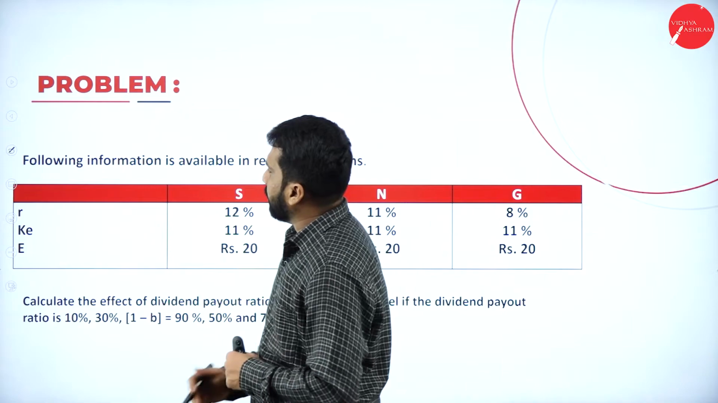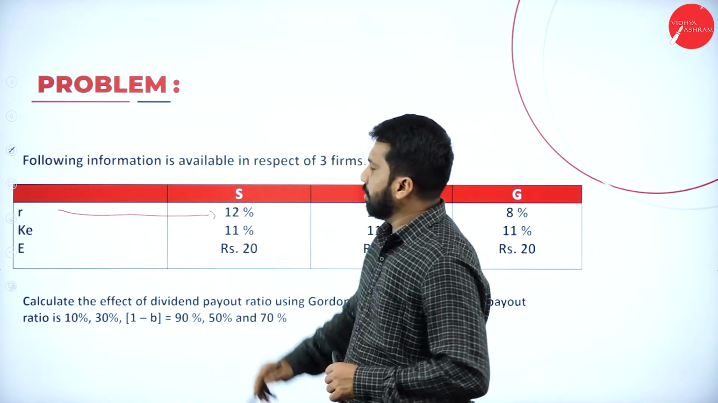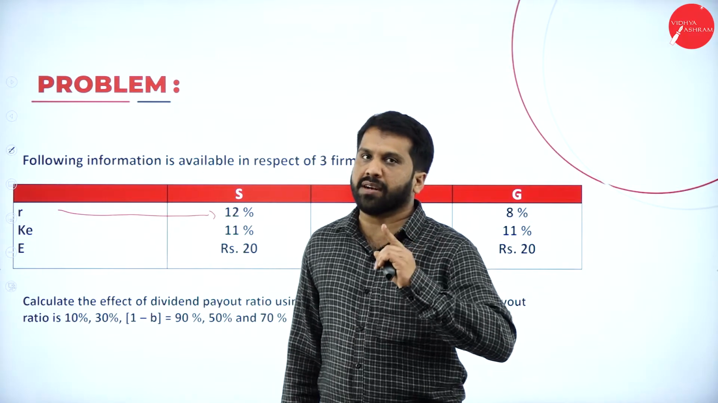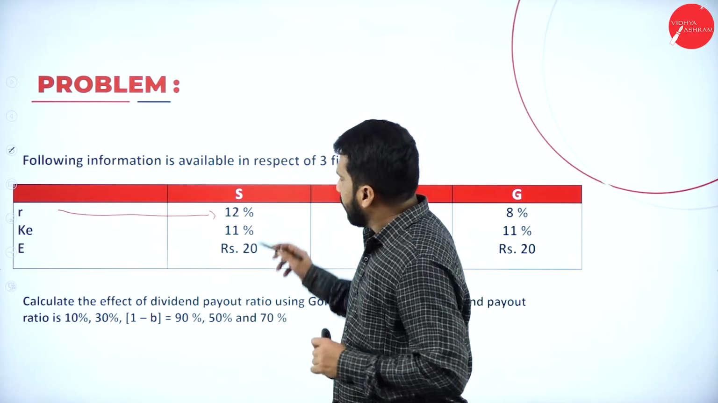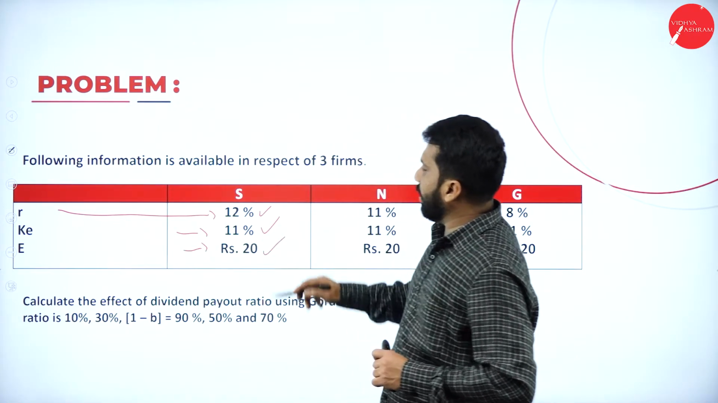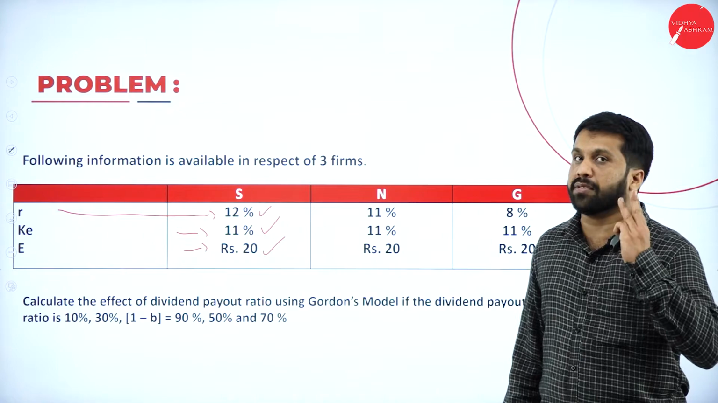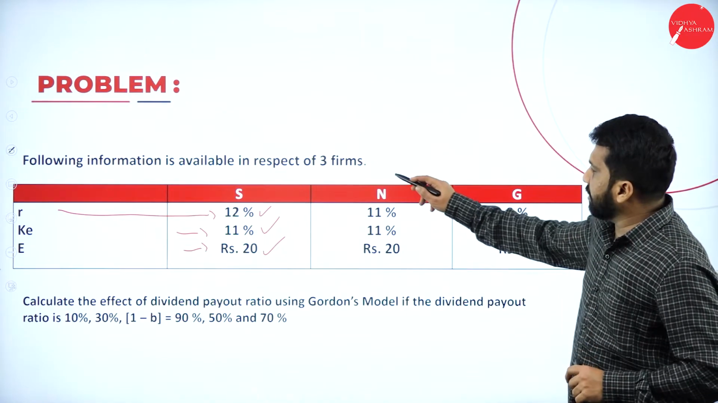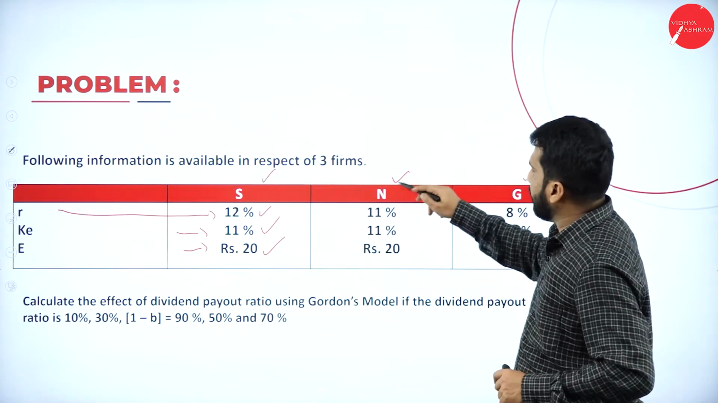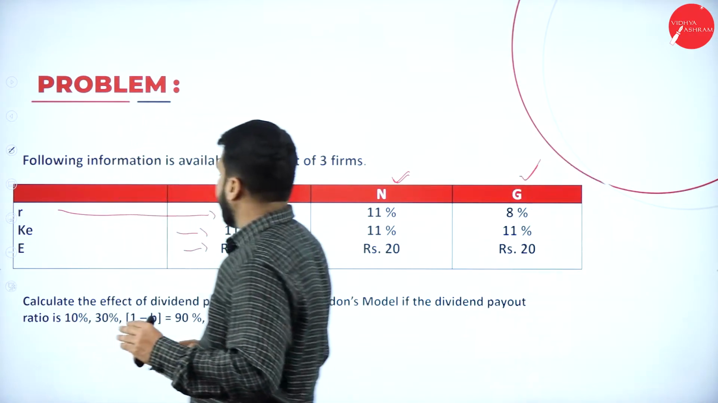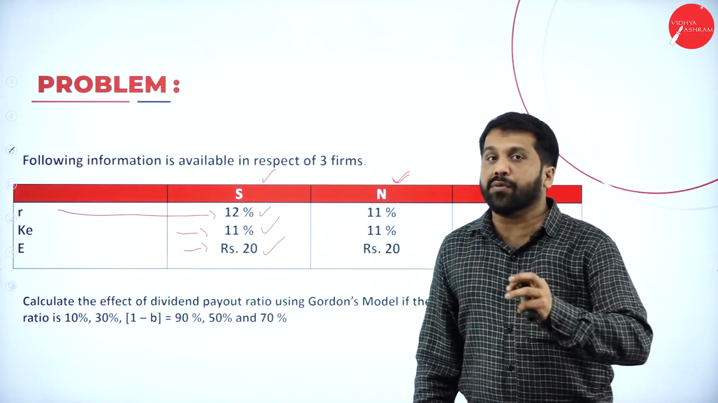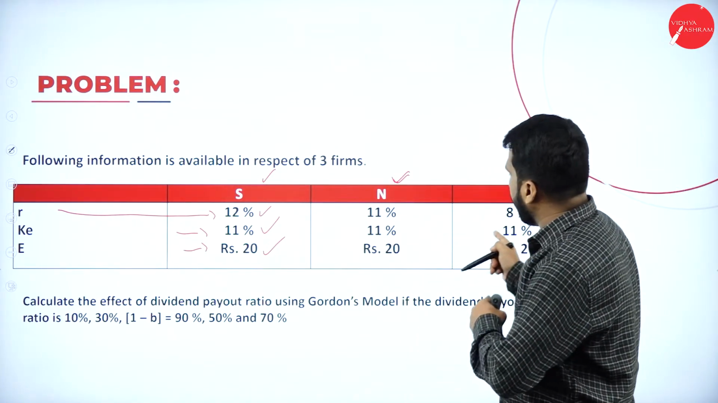As per this, what happens? Your rate of return, in the last problem there was only one, rate of return was 12%. But in this, we have 12%, we have 11%, and we have 20%. Total, we have 3. And this is for N and this is for G. S, G, N. So we have to do it for S also, for N also, and for G also.